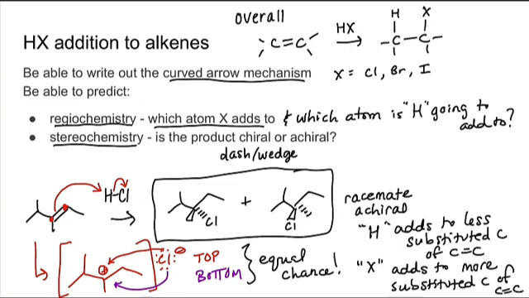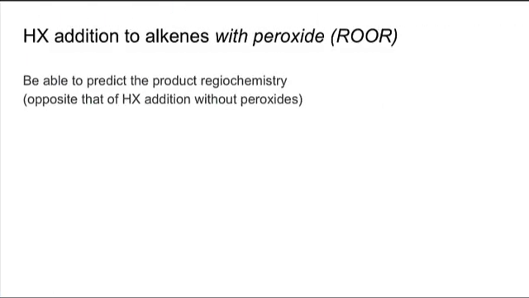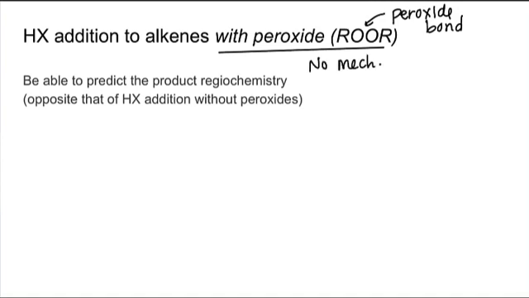So there's a complementary reaction that we can run if we wanted the reverse regiochemistry. So this is HX addition to alkenes with peroxides present. You're going to recognize that there's an oxygen-oxygen single bond here, and that's what makes this a peroxide, is that oxygen-oxygen single bond. So there's no mechanism required for this reaction. It's more of a set of reagents that you would want to recognize so that you could achieve the desired regiochemical consequence.